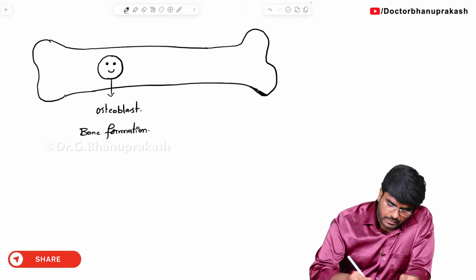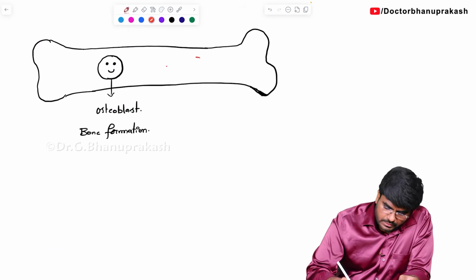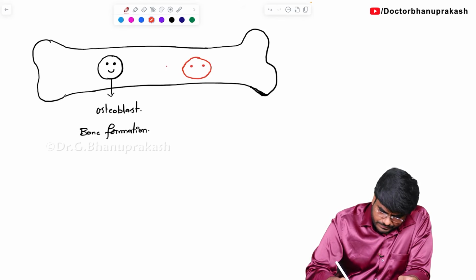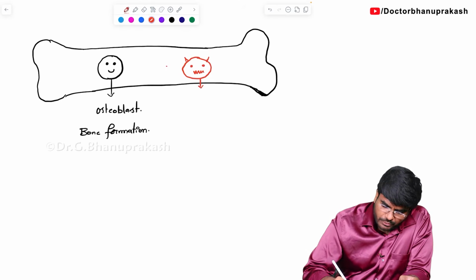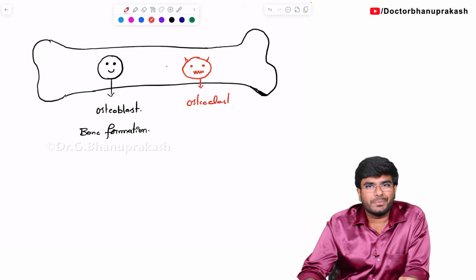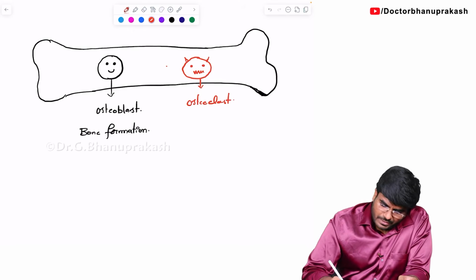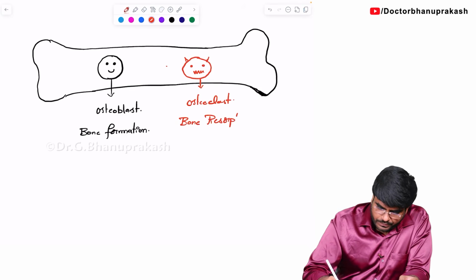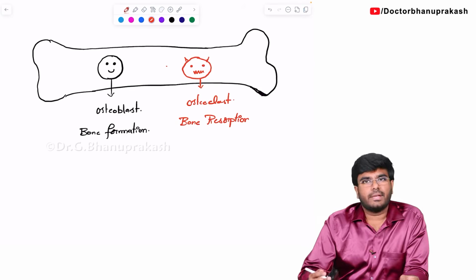Now, there is one more cell which I am showing in a different color, in the red color. So, this cell is your osteoclast. It's more aggressive. What is it doing? It is causing bone resorption. Resorption means breakdown.